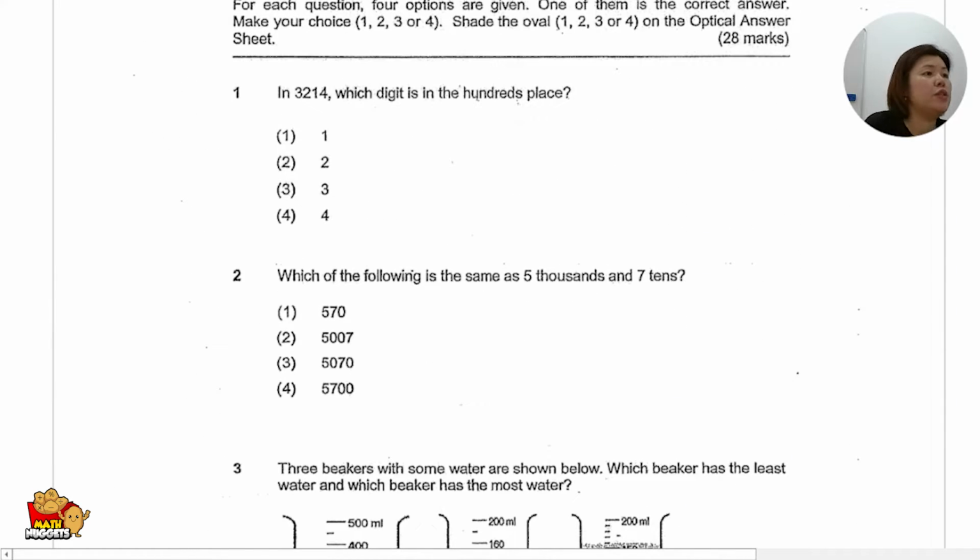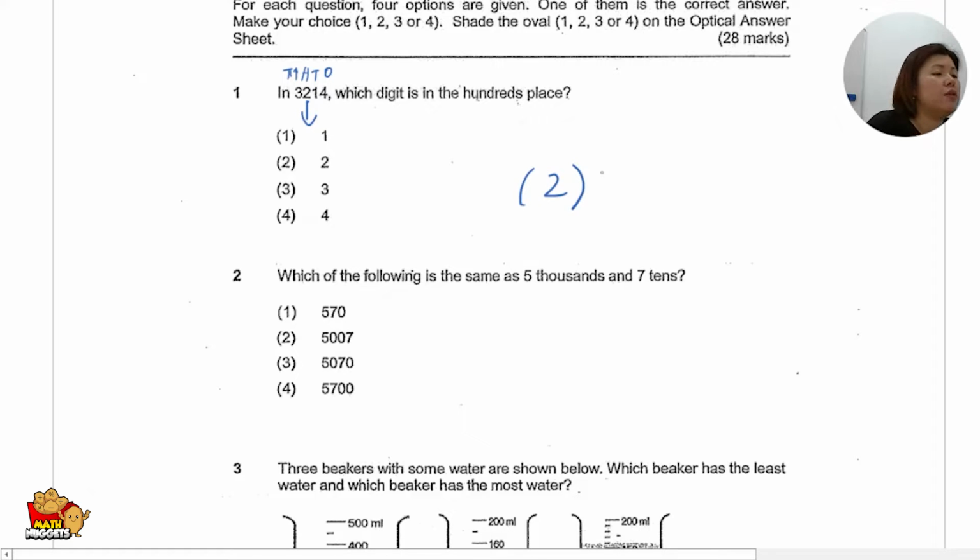Okay, first question. Which digit is in the hundreds place? Hundreds place, so this is thousand, hundreds, tens and ones. So hundreds, answer is number 2.